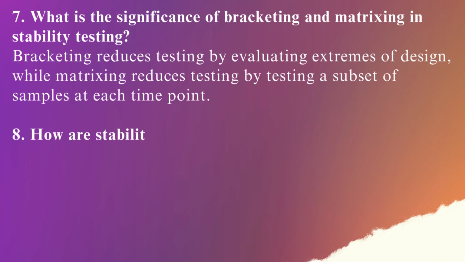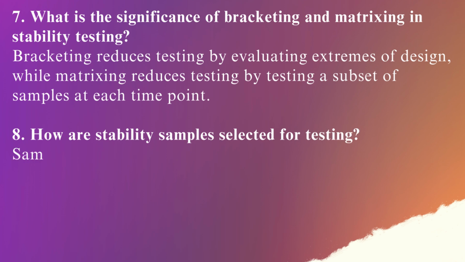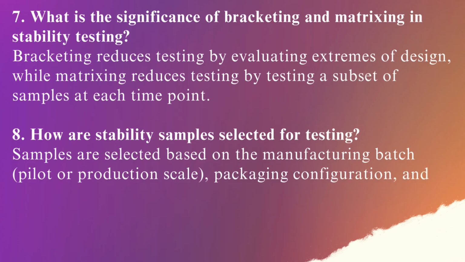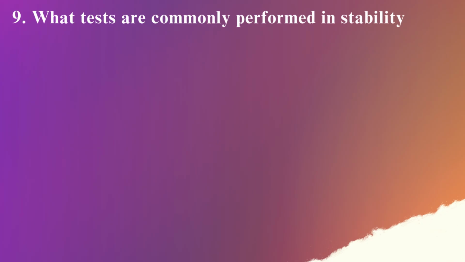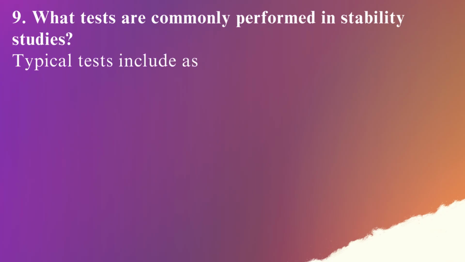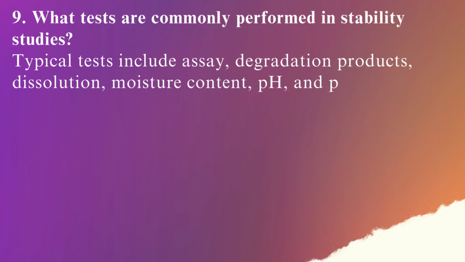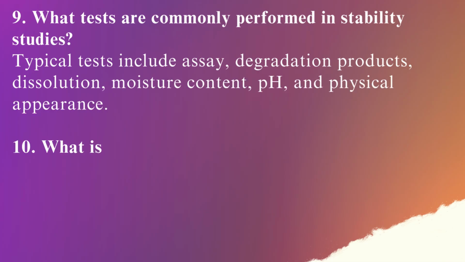How are stability samples selected for testing? Samples are selected based on the manufacturing batch, pilot or production scale, packaging configuration, and intended storage conditions. What tests are commonly performed in stability studies? Typical tests include assay, degradation products, dissolution, moisture content, pH, and physical appearance.